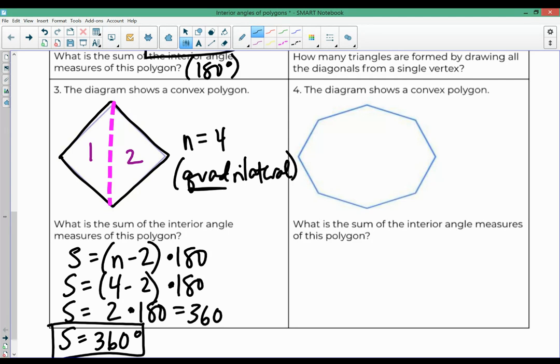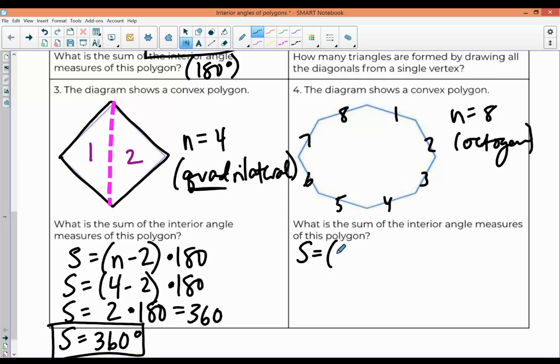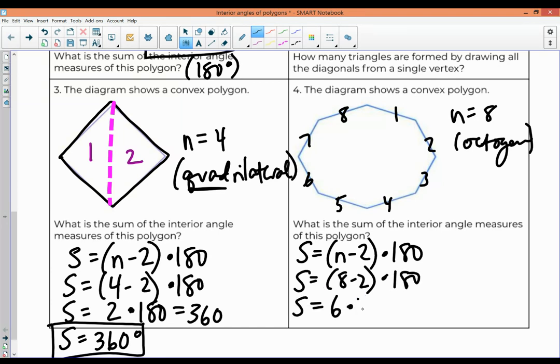All right, and then here we have another convex polygon. And we want to know the sum of the interior angle measures. So we just need to count the sides. 1, 2, 3, 4, 5, 6, 7, 8. So there are 8 sides. It's also an octagon. And then just use our same formula. N minus 2 times 180. So that's 8 minus 2 times 180. 6 times 180, which I need my calculator for.